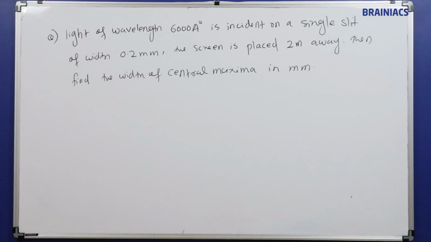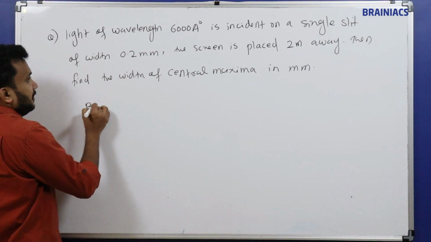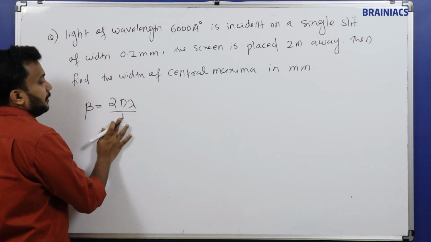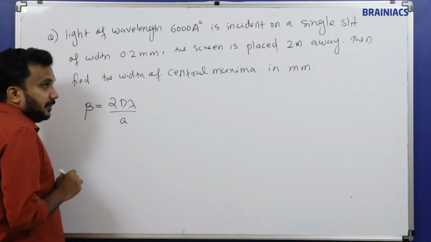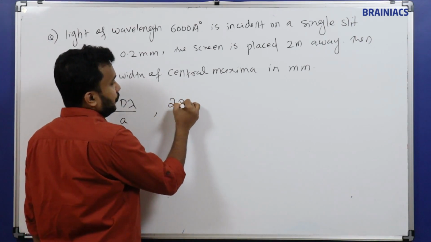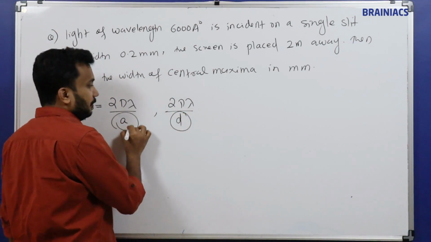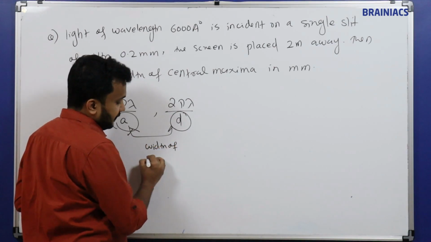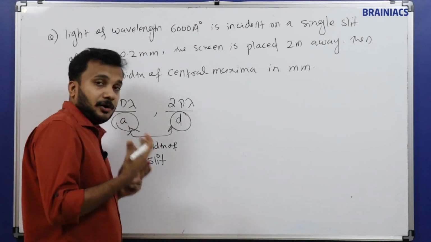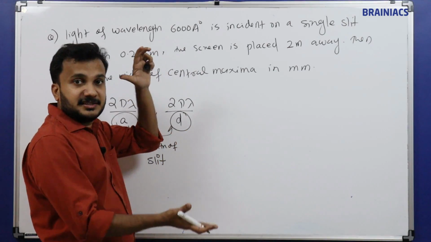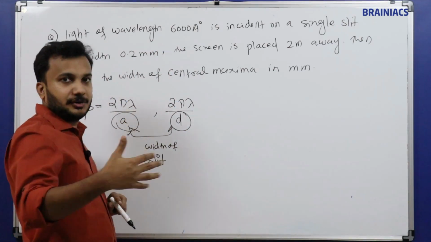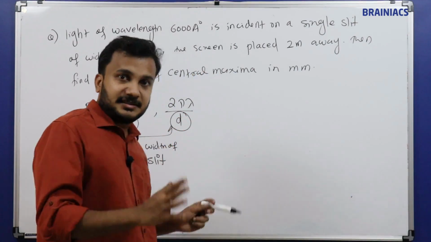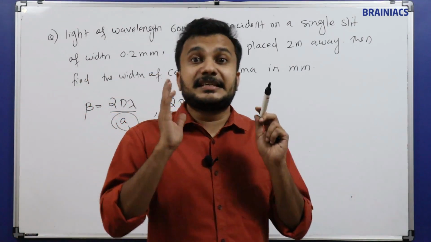in millimeters. The question is not asking for the angular width, so it is normally the central maximum width, that is beta equal to 2D lambda divided by a, which means they are asking about the fringe width. In some textbooks it is 2D lambda by a, in some it is 2D lambda by d. Both indicate the width of the slit. Small d is the distance between the slits in Young's double slit experiment. In some textbooks you may see capital A or small d; both are the same. A indicates slit width, d indicates slit width in single slit diffraction.